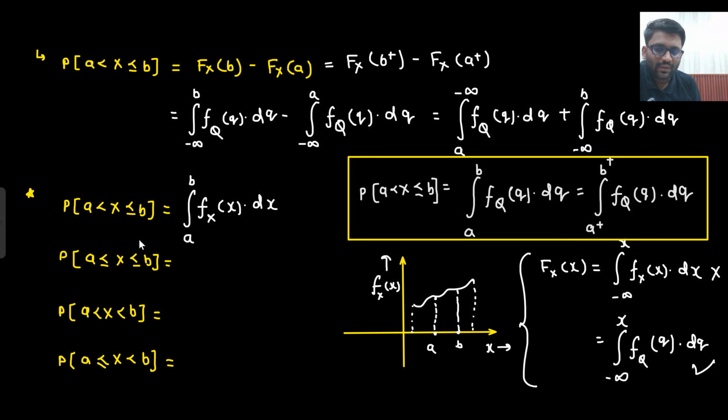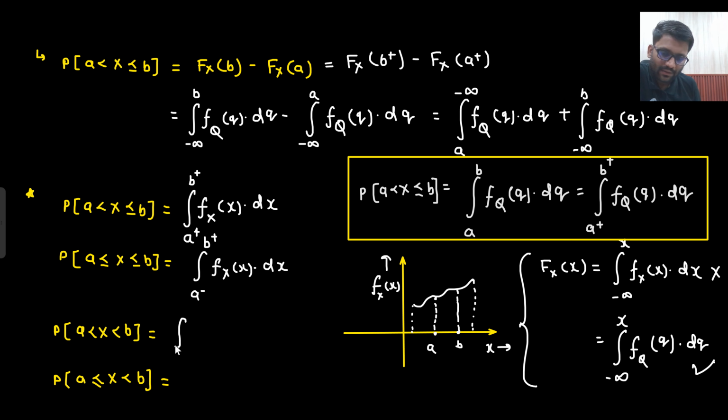Here what will happen? On the higher limit you want the equal sign, but on the lower limit you don't want the equal sign. That means lower limit is having some problem, but higher limit is not having any problem. But always remember in your mind that A is equals to A plus, B is equals to B plus, right?